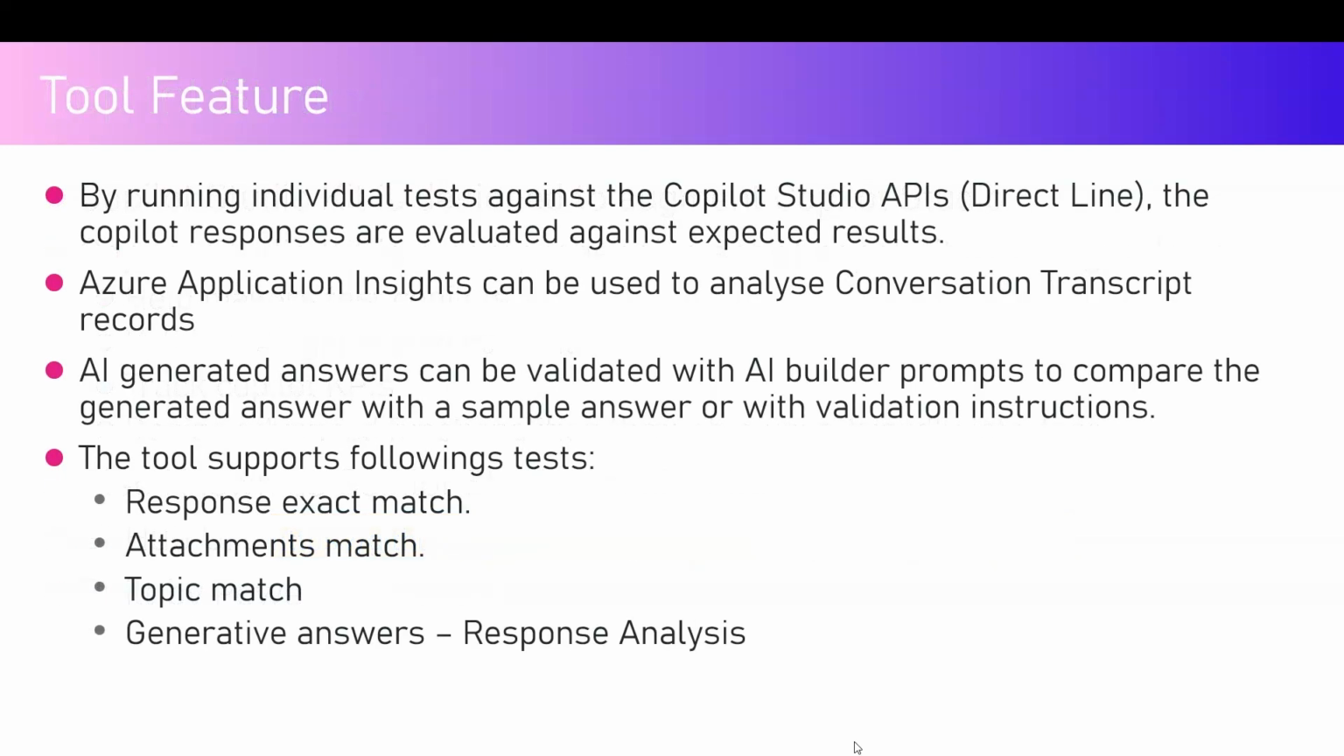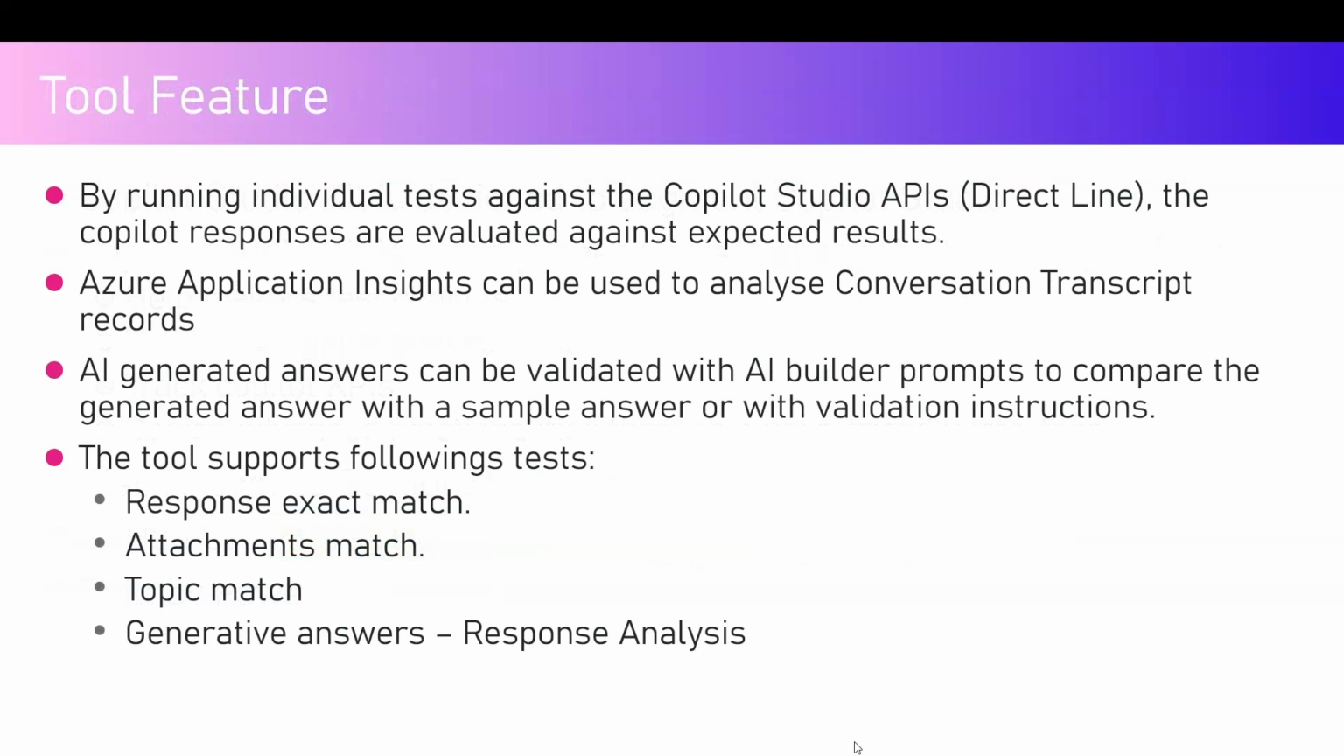Now, the feature of this tool is basically you can run an individual test against the Copilot Studio APIs, which is called a direct line, and the Copilot responses are then evaluated against the desired or expected result. Now, there's another functionality called Azure Application Insight. So, if you've connected your Copilot to the App Insights in Azure, then you can also analyze the conversation transcript records.